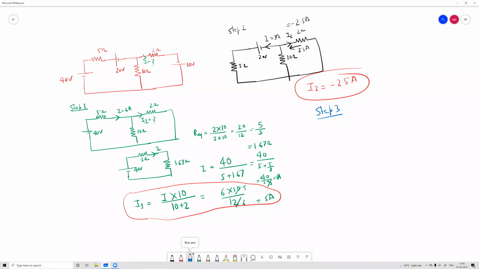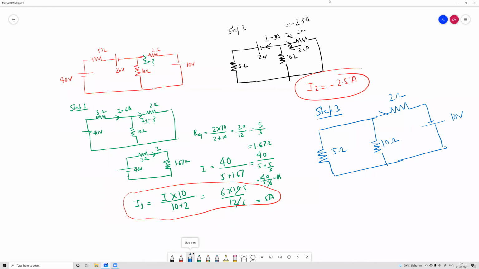Step 3. Now we will take only the 10 volt source and short all other sources. So this is 5 volts. This is 10 ohms. This is 2 ohms. How to approach this problem? We need to find this I3. Please note the direction. How to solve this problem?